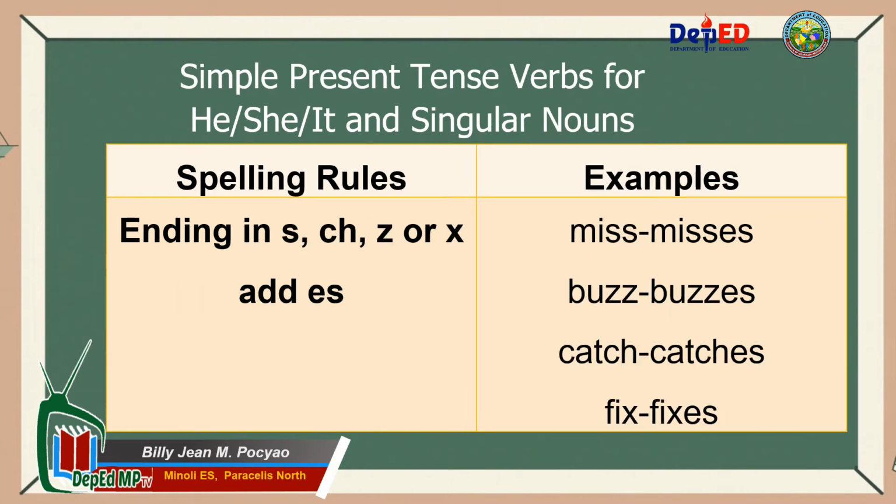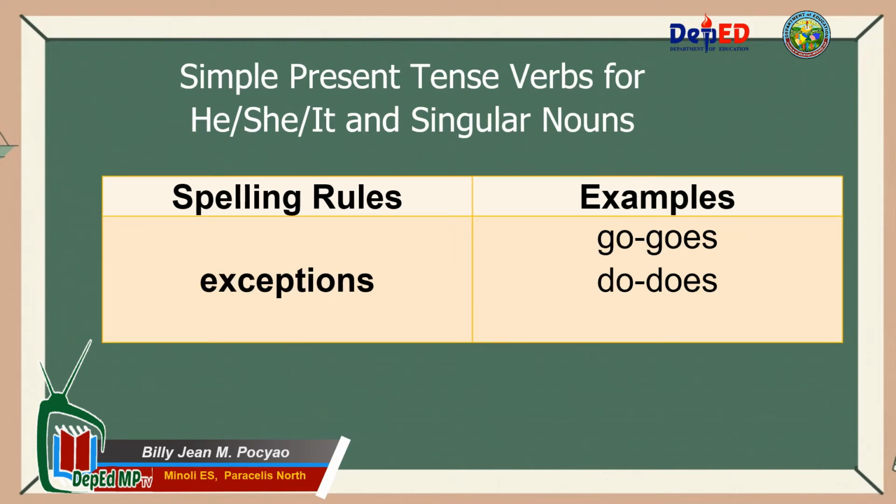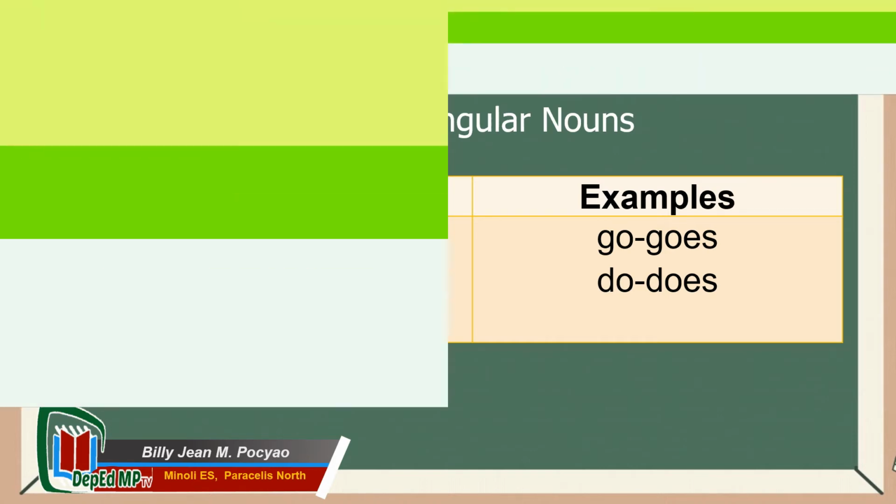Let us have the spelling rules for verbs or action words ending in s, ch, z, or x. We just add es to the action word. Examples: miss, misses; buzz, buzzes; catch, catches; fix, fixes. However, there are exceptions to the spelling rules. Examples: go, goes; do, does.